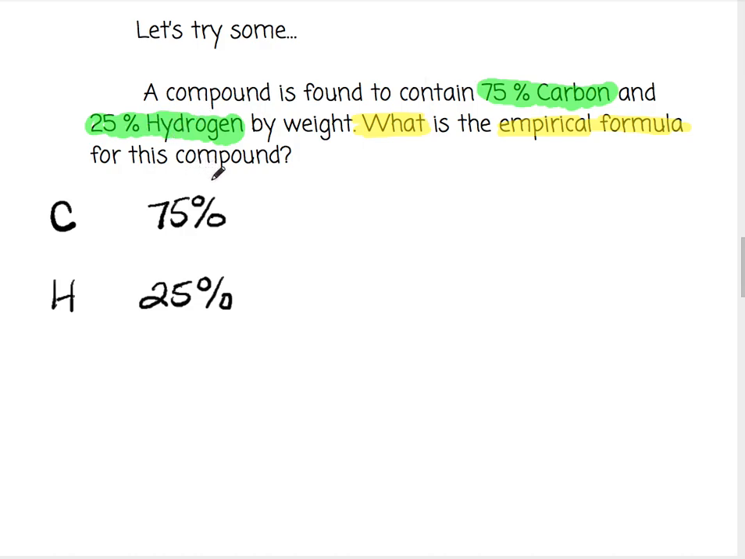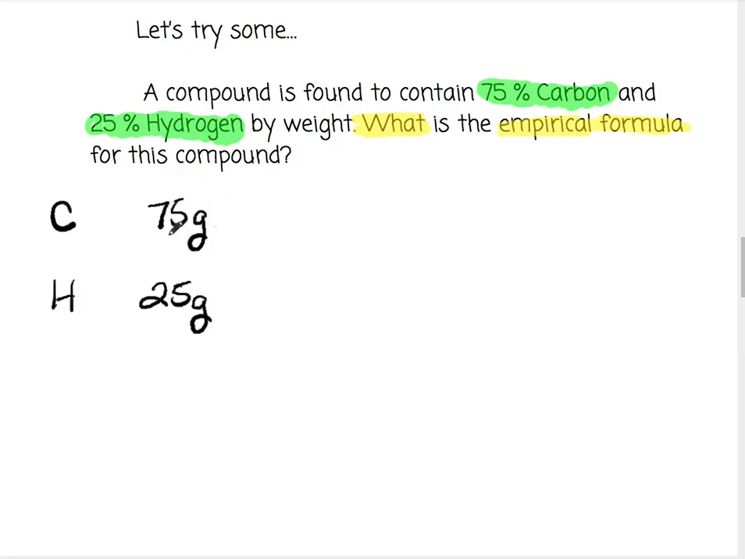Now let's do step 1. Step 1 said change percent to grams. Well, 75% carbon, all I have to do is take the percent off, change it to grams. 25% hydrogen, all I have to do is take the percent off, change it to grams. Because we've assumed 100 grams of substance, if we take 75% of 100 grams, we get 75 grams, and 25% of 100 grams is 25 grams. So all we had to do was change the sign, percent to grams.